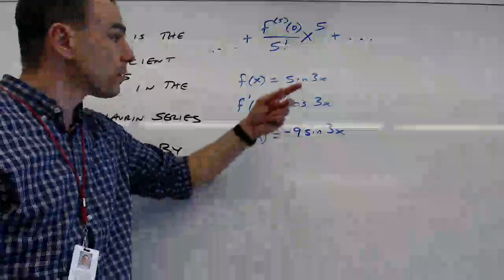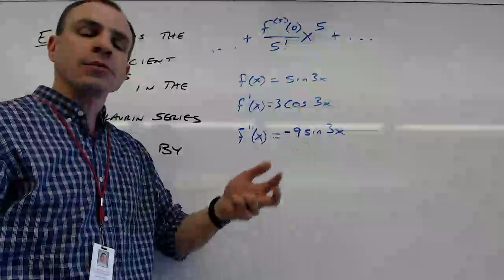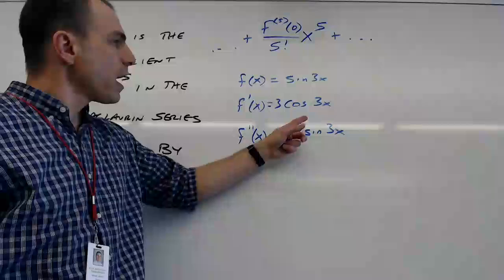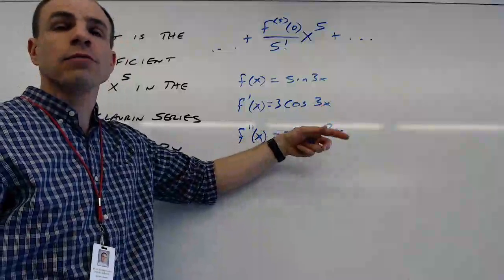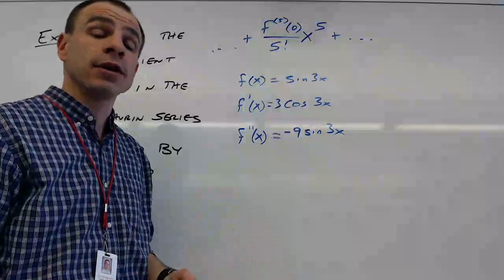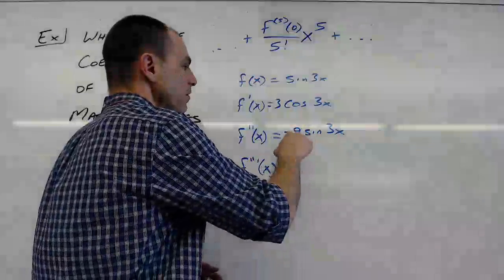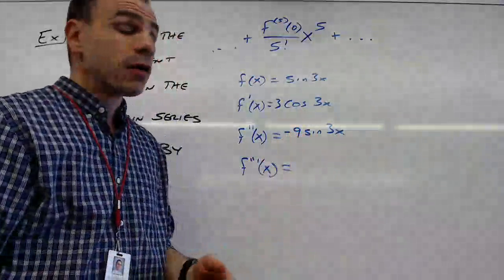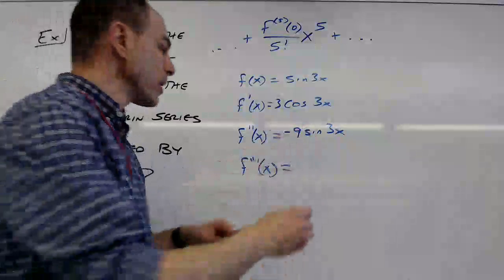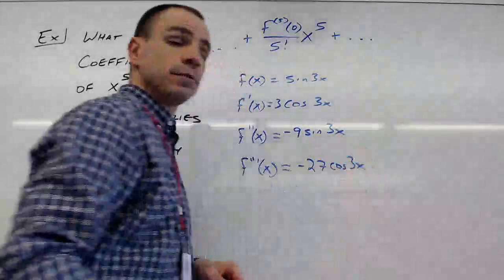You can see that we're going to alternate back and forth between sine and cosine as we continue to derive. And every time that we derive, we're deriving the 3x, which means we're going to have to multiply our next derivative by 3. So going on to our third derivative, we already have the negative 9. We multiply that by 3, so that gives us negative 27. The derivative of sine is cosine, so we have negative 27 cosine 3x.